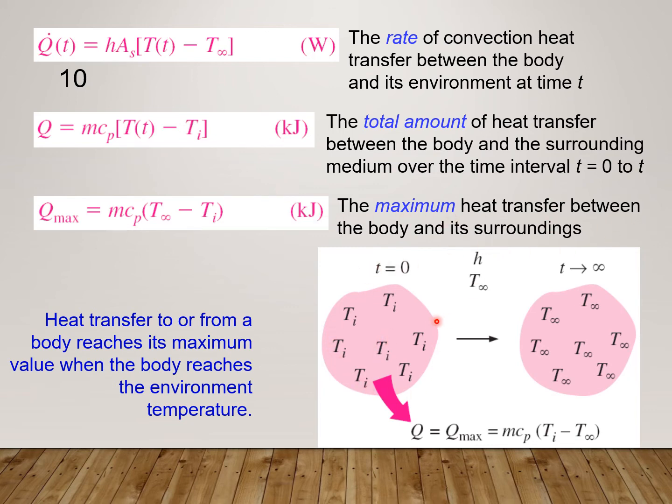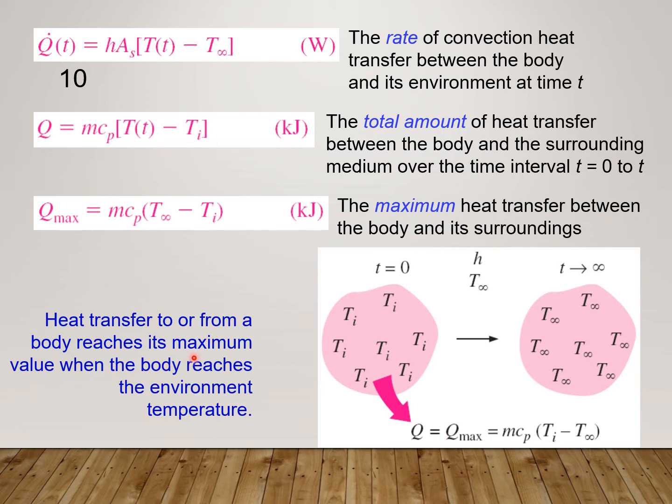Here a lumped system is shown, which is initially at temperature Ti, and it reaches the temperature T infinity, the temperature at time infinity, and the time taken is infinity to go from T initial to T infinity. So the maximum heat transfer can be written as m Cp (T infinity minus T initial), which is Q max.